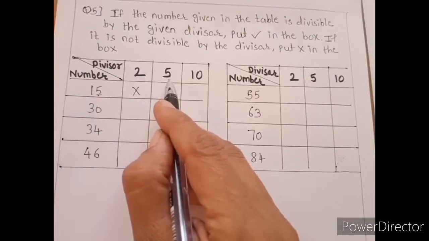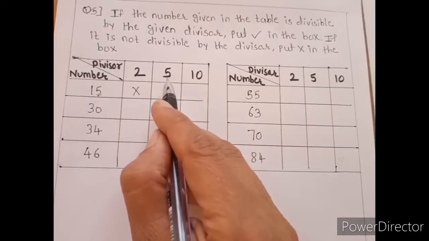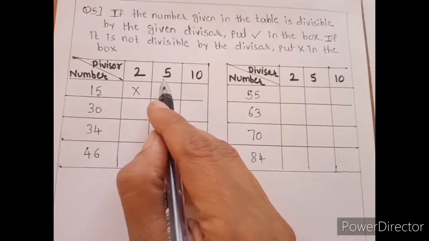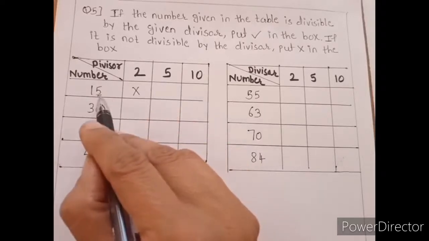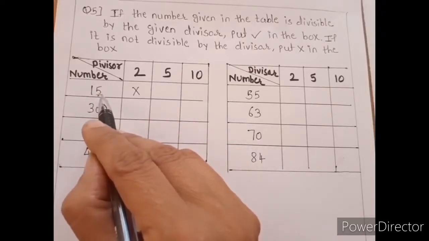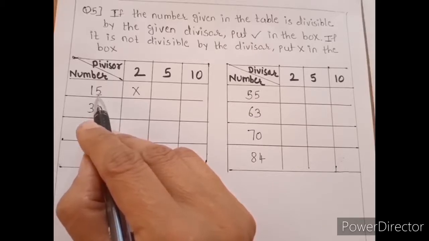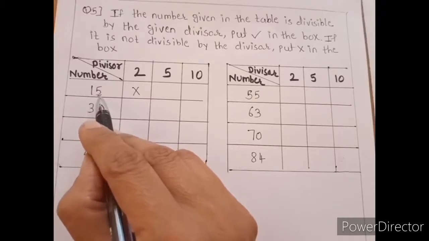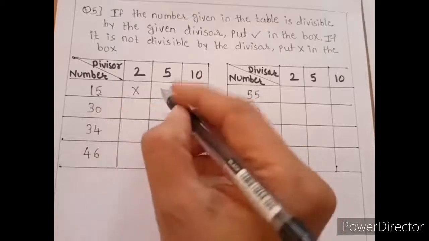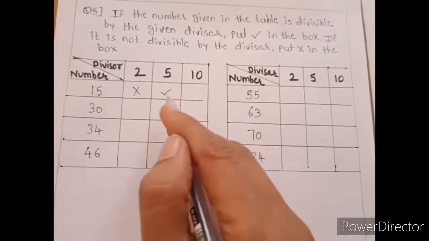Now we have to find out whether 15 is divisible by 5 or not. Remember the divisibility test for 5. If any number has 0 or 5 in the unit place, then that number is a multiple of 5 or it is divisible by 5. Observe the unit place of this number. It has 5. So 15 is divisible by 5. So put a tick mark here.